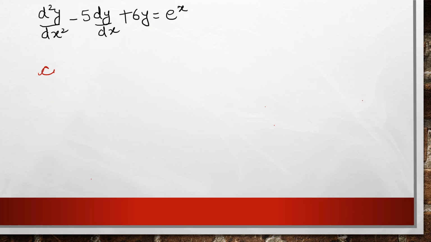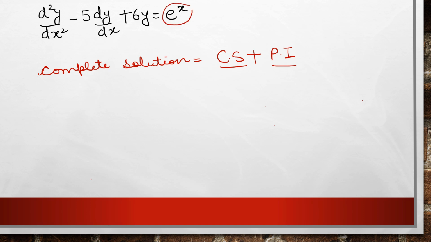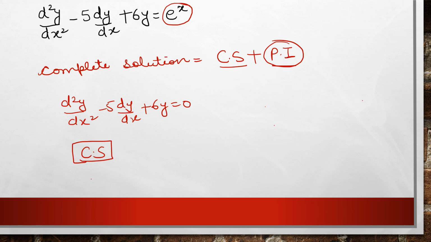The complete solution of a higher order differential equation with constant coefficients equals the complementary solution plus the particular integral. But let me tell you, if the right-hand side is zero, your particular integral will be zero. So if you have an equation like dy over dx plus 6y equal to 0, in this case you just need to find the complementary solution or complementary function only, because the particular integral will be 0.